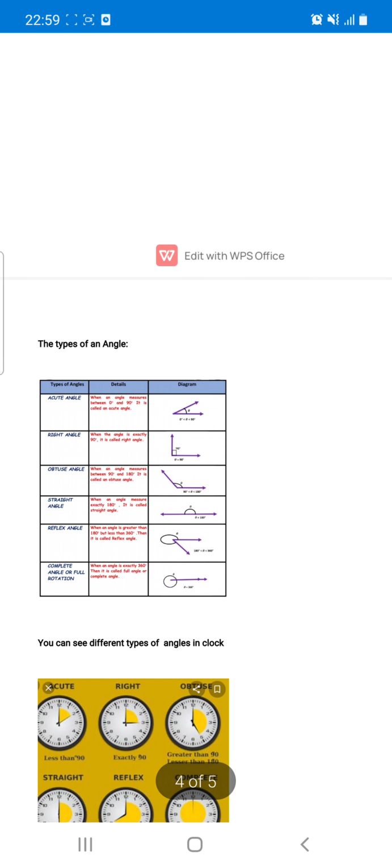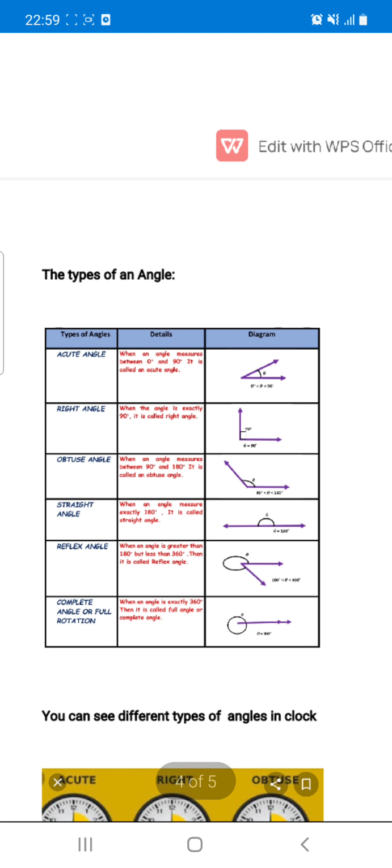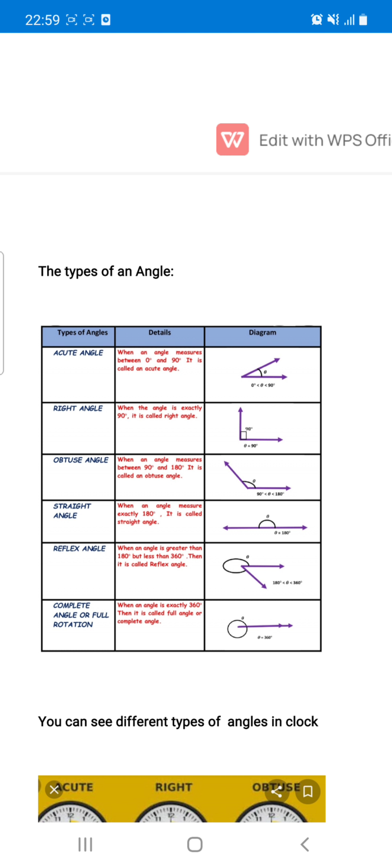Now, types of angles. There are many different types of angles. First is the acute angle. An angle measuring between 0 and 90 degrees is called an acute angle. Now if your angle measures 56, then you can say that is an acute angle.